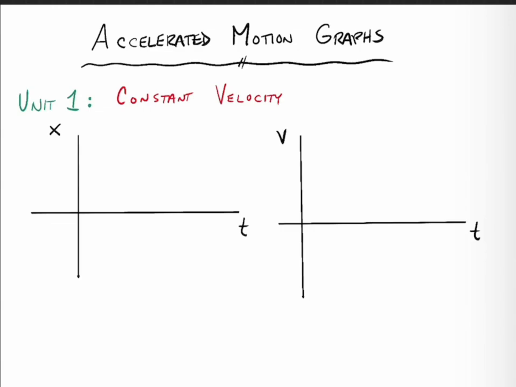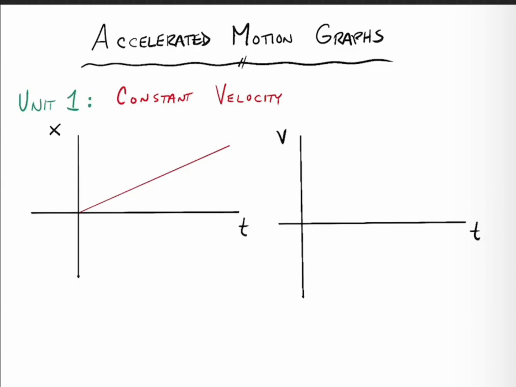Another thing that we need to be able to understand about accelerated motion is how the graphs of the accelerated motion differ from the graphs that we've been looking at for constant velocity. So just to review constant velocity, we hopefully remember from the first unit that we have position time graphs that are essentially diagonal lines. Sometimes they're horizontal.